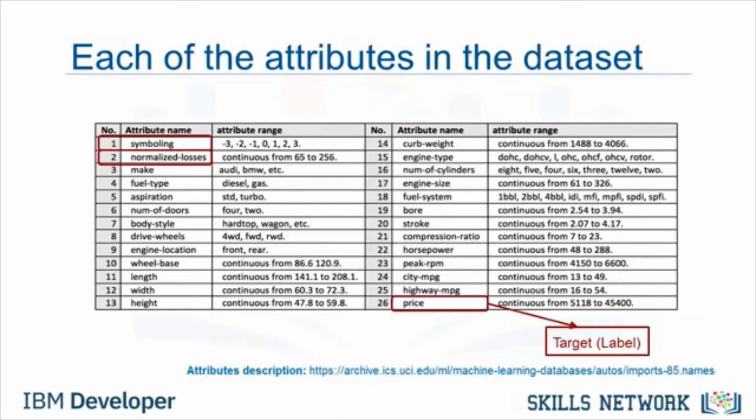Just a quick note, this dataset is actually from 1985, so the car prices for the models may seem a little low, but just bear in mind that the goal of this exercise is to learn how to analyze the data.